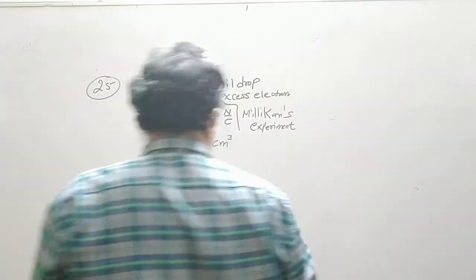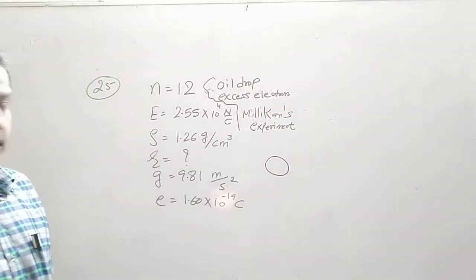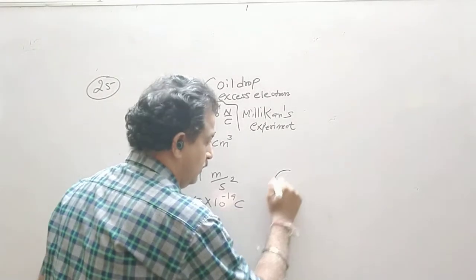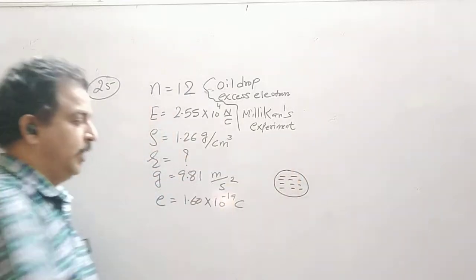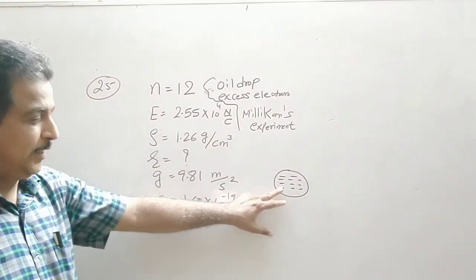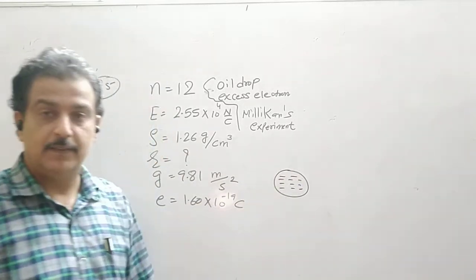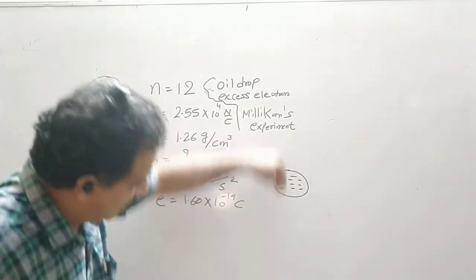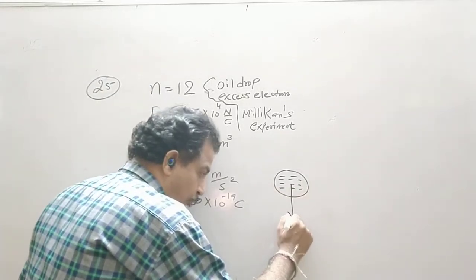Suppose this is an oil drop. It has 12 electrons, and each electron has mass. Now it is negatively charged, so this drop will fall downward due to the gravitational force. Let the gravitational force be mg.